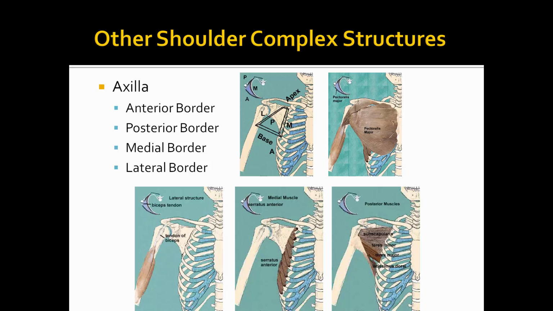Your axilla, which is also known as your armpit, has four borders. The anterior border, which is the front, is your pec major, or your chest muscle here. As you can see, it's in the front here. The lateral structure would be your biceps and triceps and humeral shaft. It makes up the outside. The medial border is your ribs and serratus anterior muscle, and then you have your posterior border being your lats, or latissimus dorsi, and your teres major.